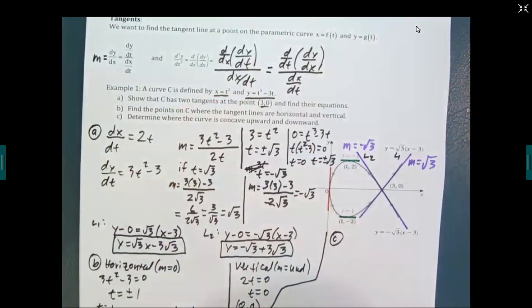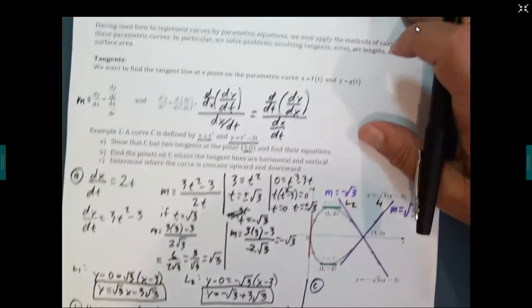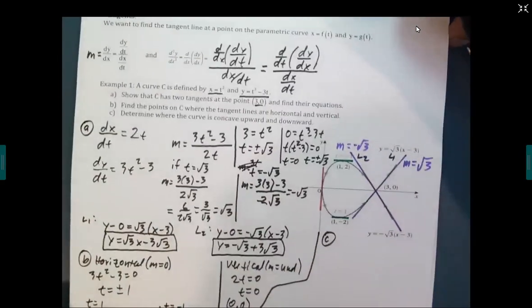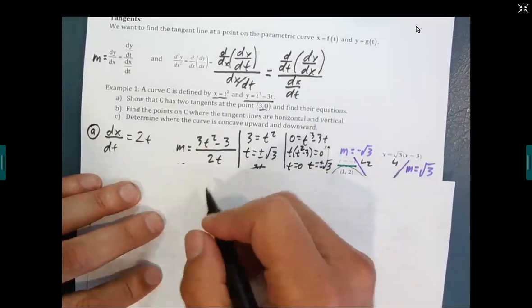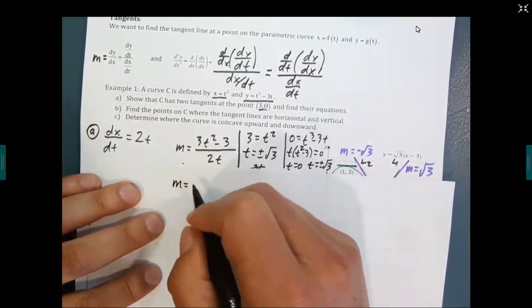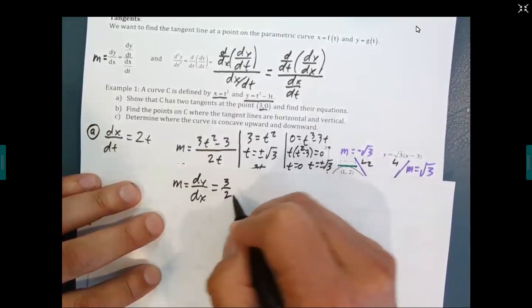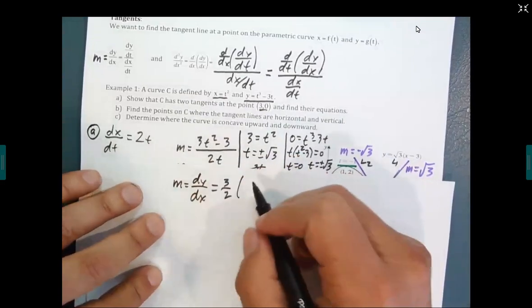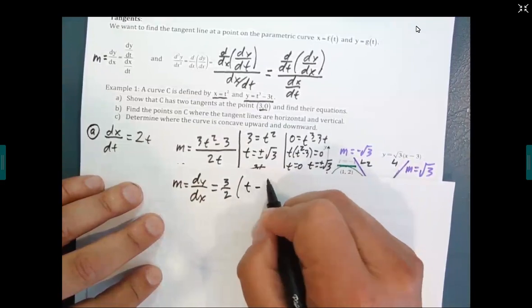Now, I'm going to use some scratch paper to do this. I'm going to take our derivative function here, and I'm going to rearrange it a little. So m, which is dy over dx, I'm going to pull a 3/2 out. And I can factor our 3 out, make it over 2. So that's t squared minus 1 over t. That's going to be t minus 1 over t.